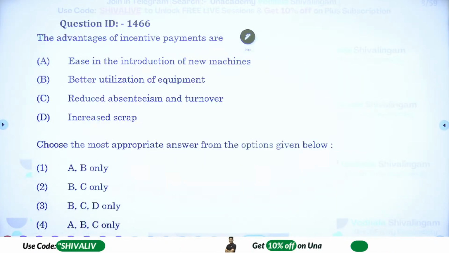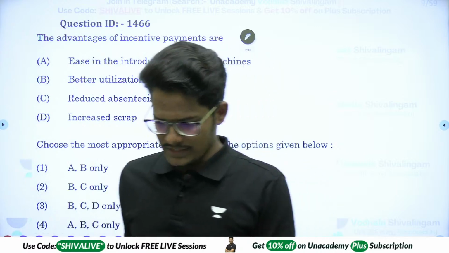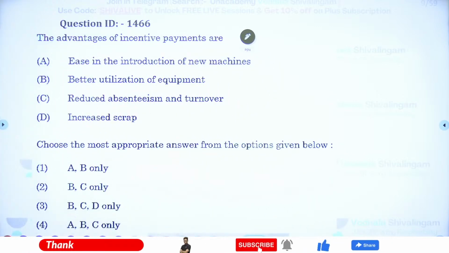Question number 1. Advantage of the incentive system of payment.